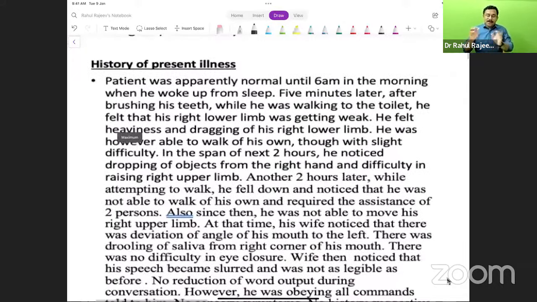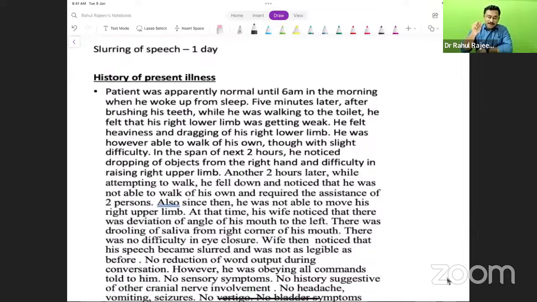Patient was apparently normal until 6 a.m. in the morning when he woke up from sleep. This was the prior day. Okay, 1 day before. Okay.